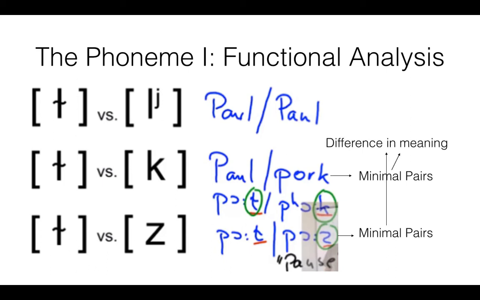So, look there, minimal pairs, you have difference in meaning. You have the same environment, but then they differ in one sound. Here you have L, and here you have Z. Here you have T, and here you have K. But we have difference in meaning, minimal pairs, so these are different sounds. Here, L and K, different phonemes. L and Z, different phonemes.